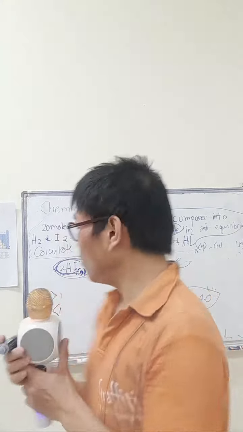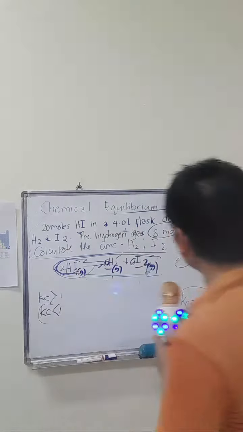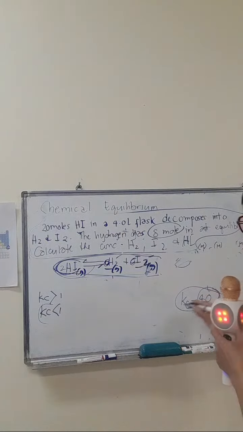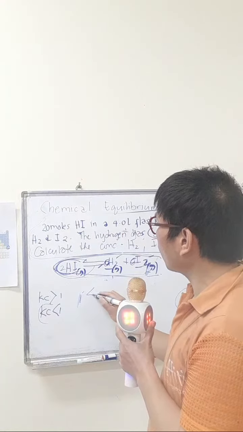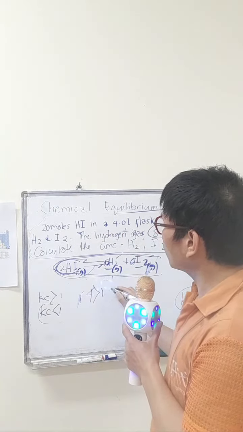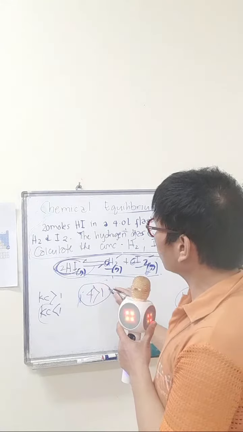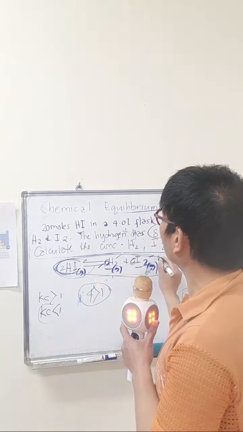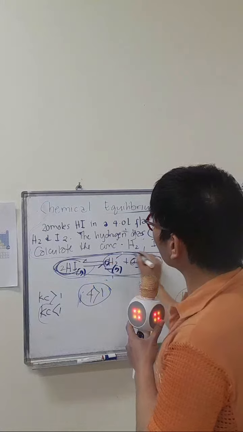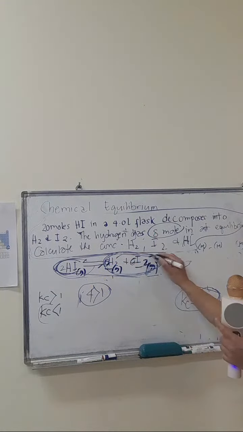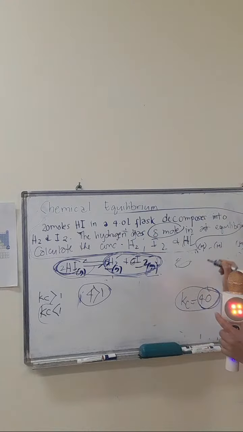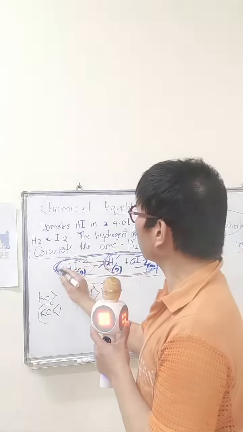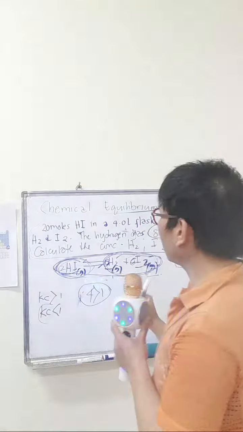So if you solve Kc, I have 4 here. So Kc is 4, greater than 1. So my chemical reaction will favor the product here. So meaning to say these products have more concentrations compared to hydroiodic gas. You get the point.